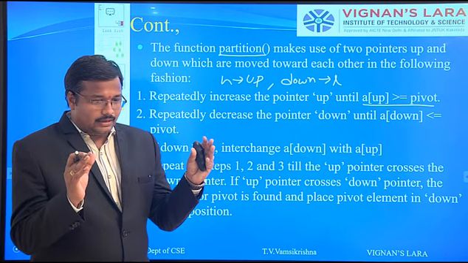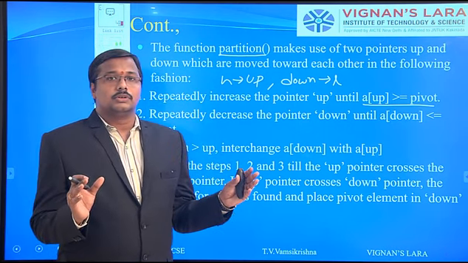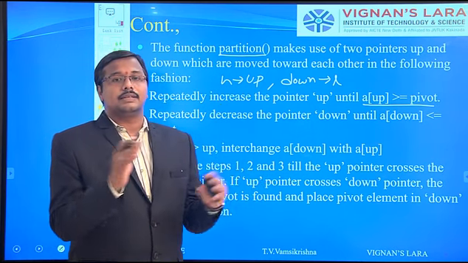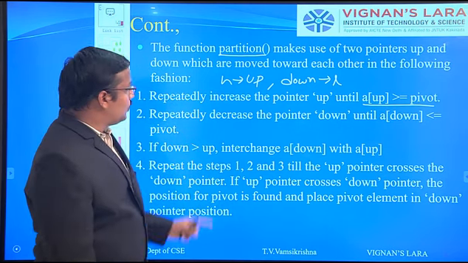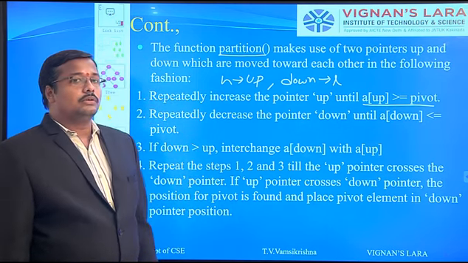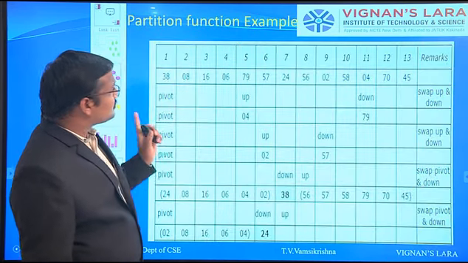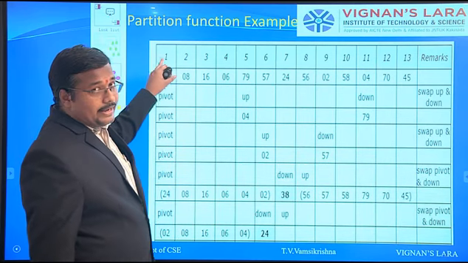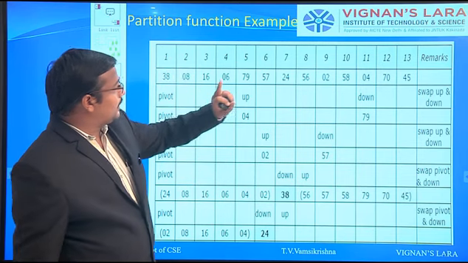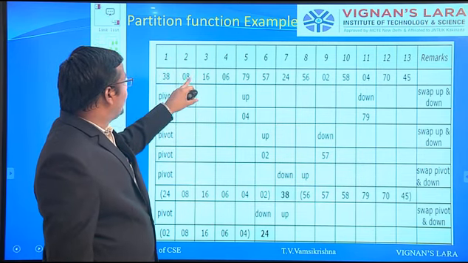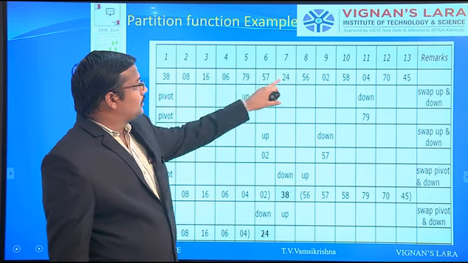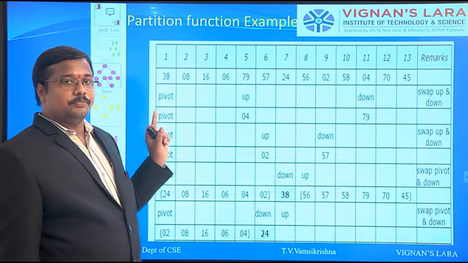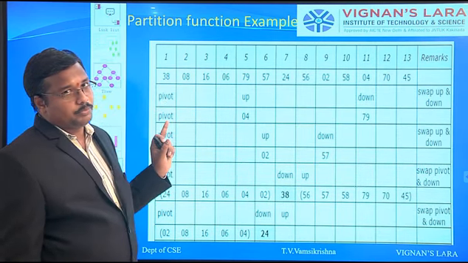So when we get a down element and an up element, based on the positions of the down element and up element, we swap each other. Once we go through an example, we can understand the technique clearly. This is a very simple example. Here the array index starts from 1 to 13, and these are the elements 38, 8, 16, 6, 79. Initially we assume the first element as the pivot element.